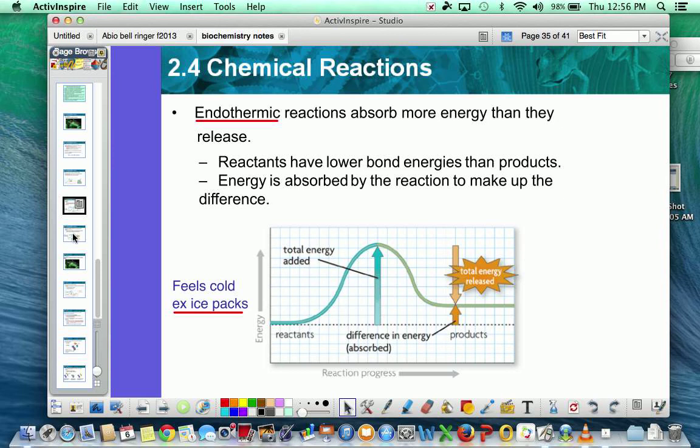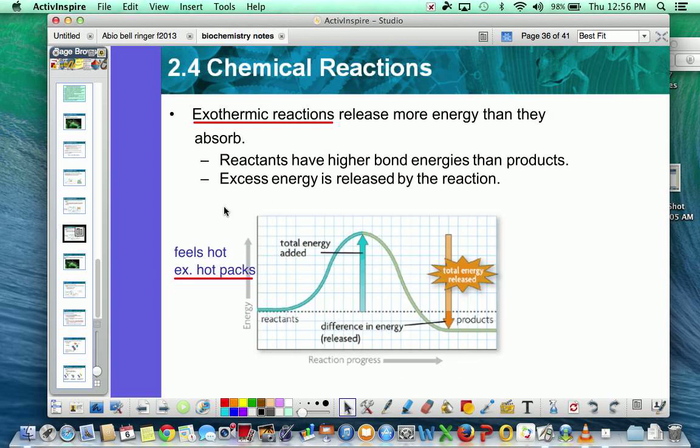Okay. On the flip side of that, you also have an exothermic reaction, where energy is released in a chemical reaction. Okay. So here you have your reactants going in. Here's your activation energy. How much energy does it take to make the chemical reaction go? And then you can see in this case the chemical reaction is actually below the baseline. So this is the amount of energy that is released. Okay. So that's why it feels hot to the touch.